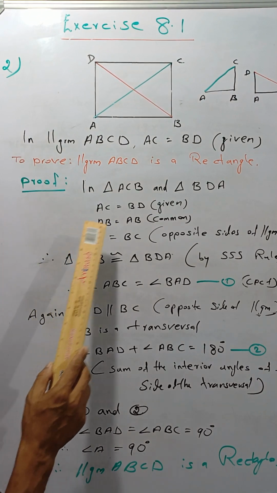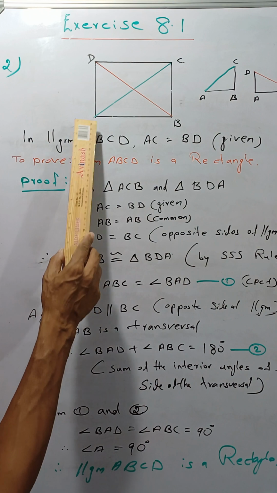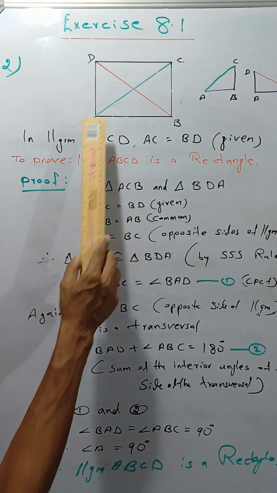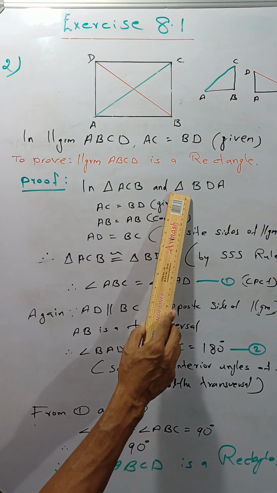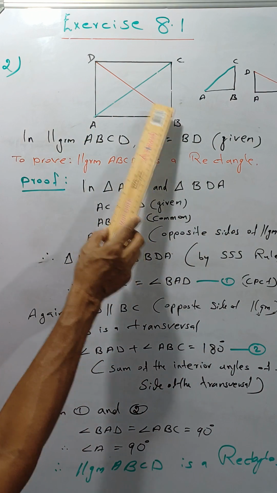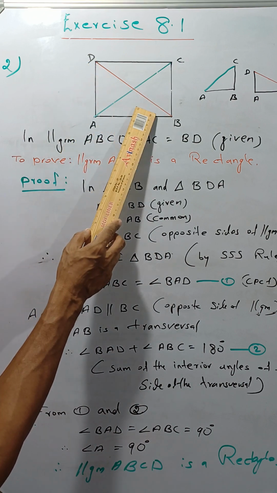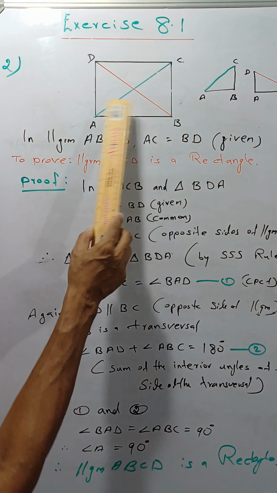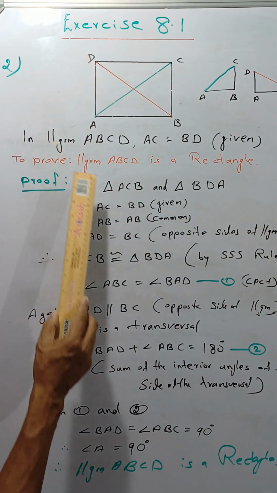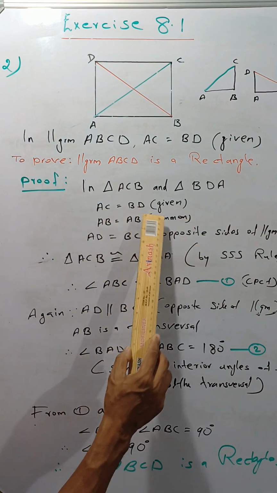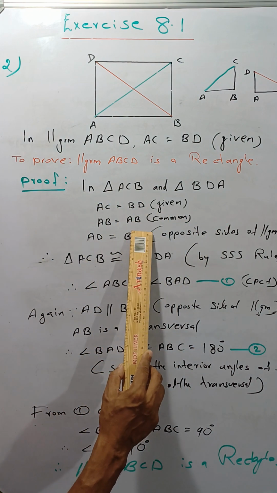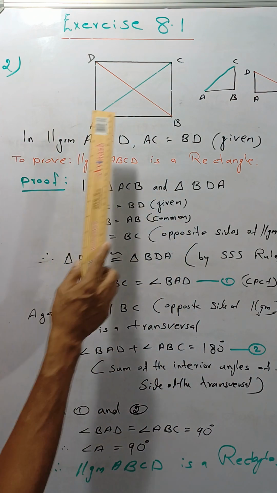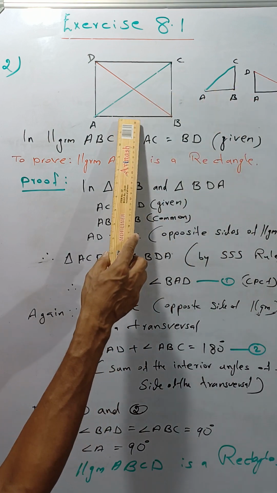Proof: in triangle ACB, this part of the triangle ACB, and triangle BDA, this triangle. We are taking these two triangles. AC is equal to BD. AC and BD are equal. That is already given. The diagonals are equal. Then AB is equal to AB. In both triangles, AB is common.